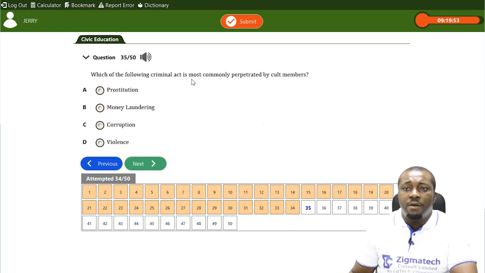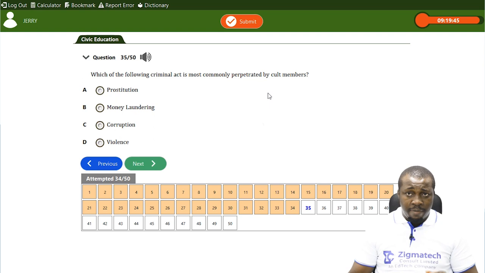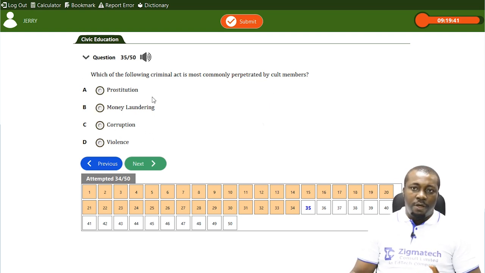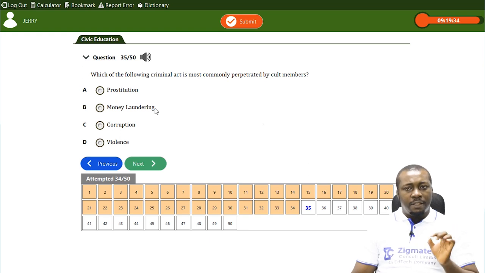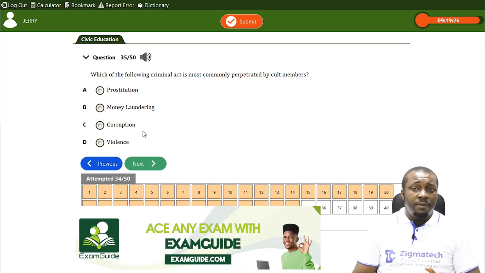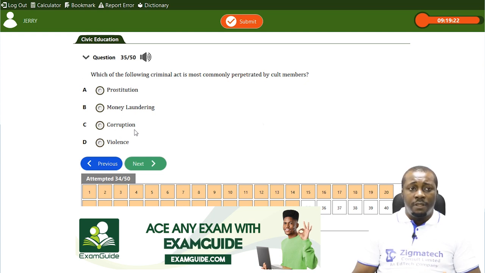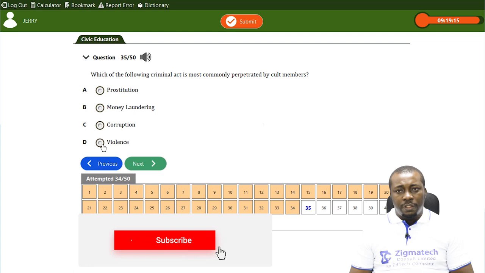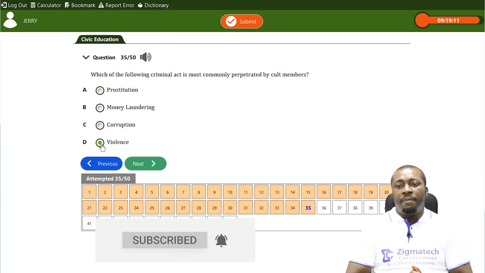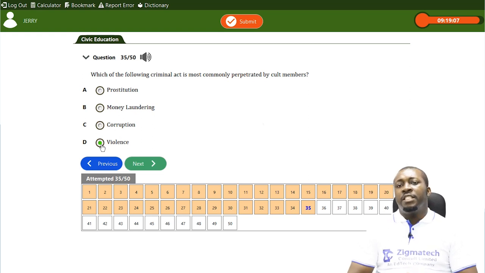This question says, which of the following criminal acts is most commonly perpetrated by cult members? Commonly by cult members. Now, A says prostitution. No, it's not peculiar to cult members. B says money laundering. It's not peculiar to cult members. C says corruption. It's not peculiar to cult members, because corruption is mostly by those in offices who use their office for private gain. Now, what is peculiar to cults is the use of violence. The activities are perpetrated through violence. So violence is the one that is peculiar to cults, and that is why whenever they start their activities, it's usually violent in nature, and can lead to loss of lives and property.